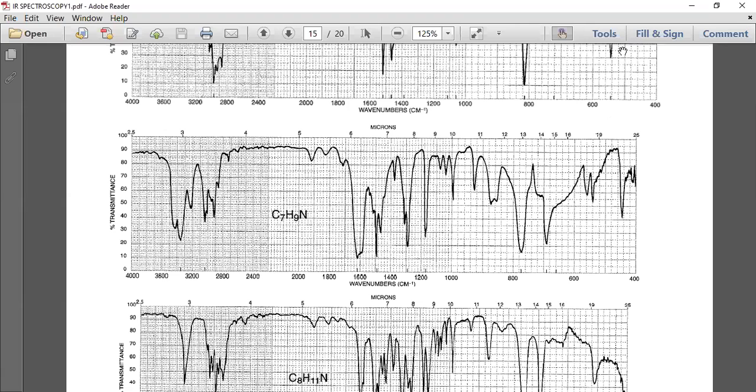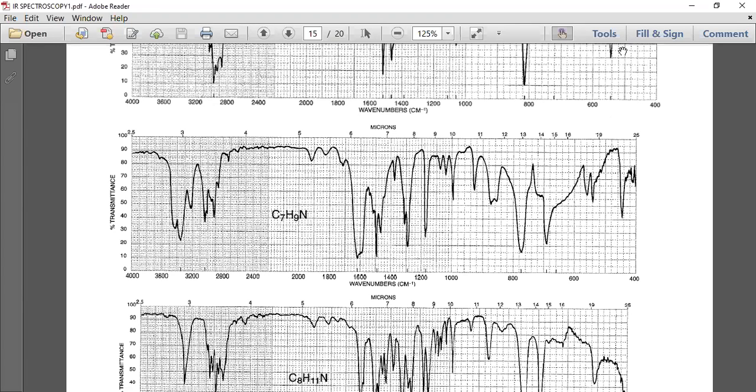Because it is a nitrogen, you just decrease 1. So 8 only. 16 minus 8, 8. 8 by 2, 4. So that means the degree of unsaturation is 4. Generally, this 4 is for a benzene ring. In a benzene ring, we have 3 double bonds and 1 cycle. So altogether, it will have 4 degrees of unsaturation.